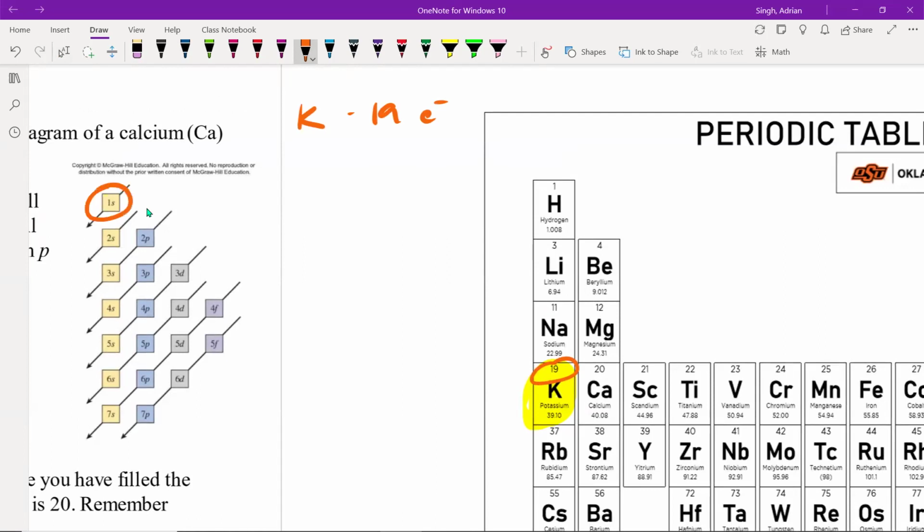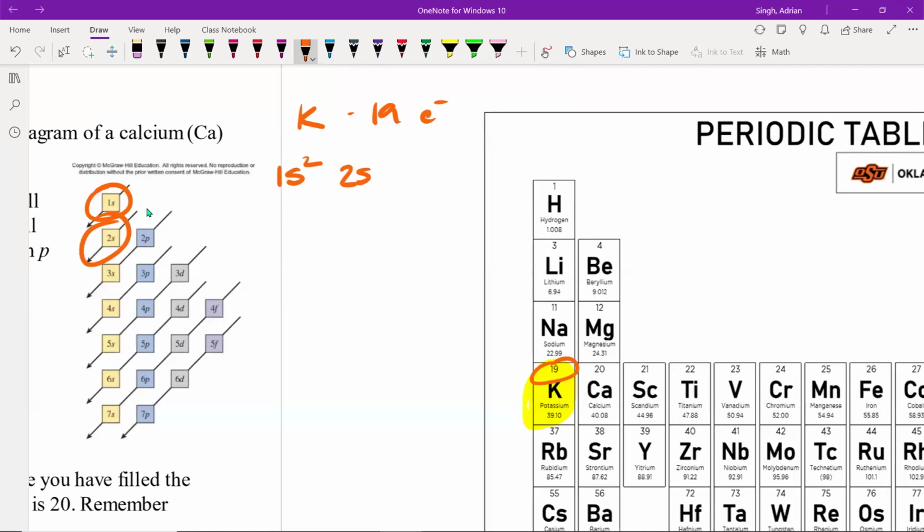We're going to start with the 1s. How many electrons can fit in the 1s? Well, we're going to fill that with two electrons. Only 2 electrons fit into the s sublevel because the s sublevel only has one orbital, which is an s orbital. All individual orbitals can only hold a maximum of 2 electrons. After that, we go to the 2s.